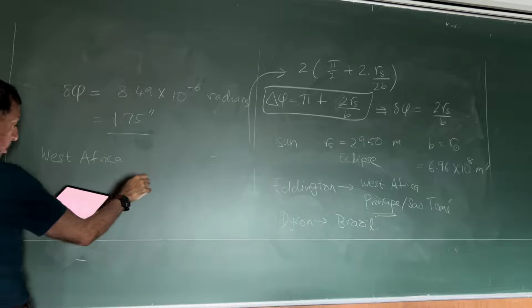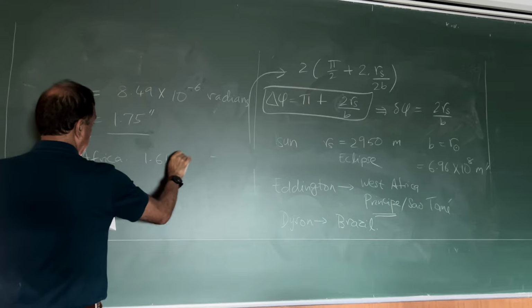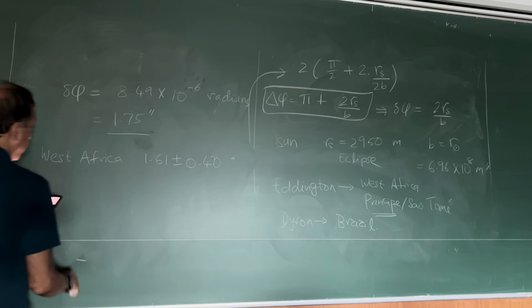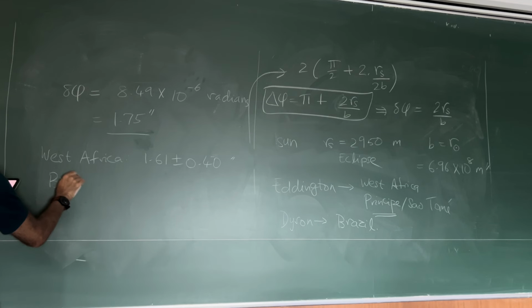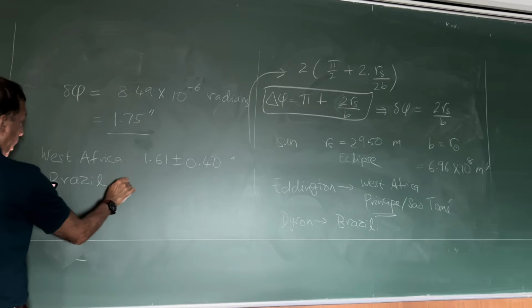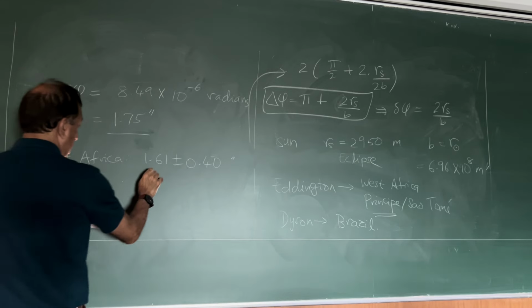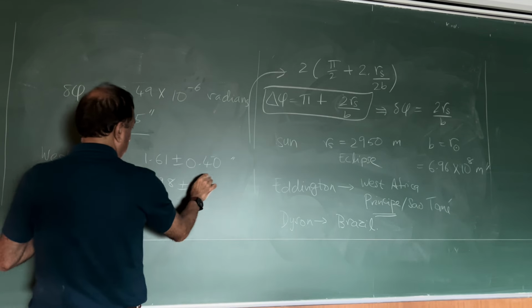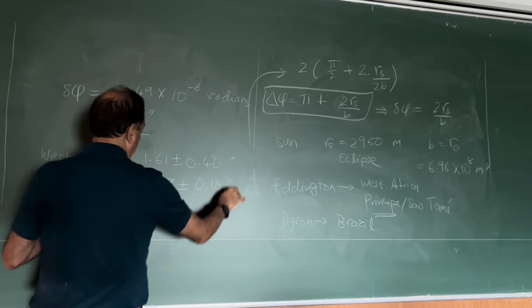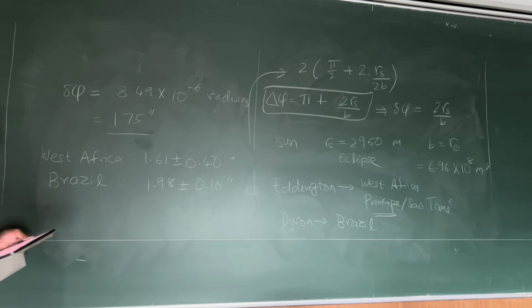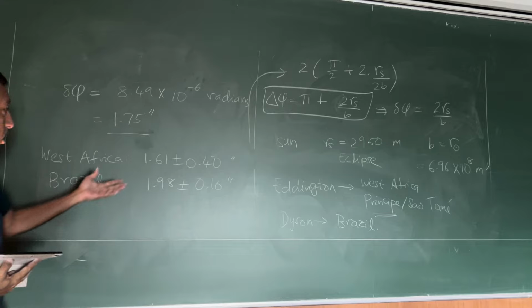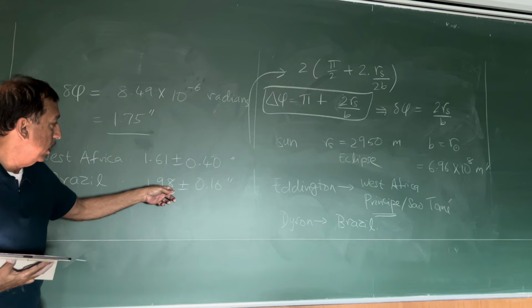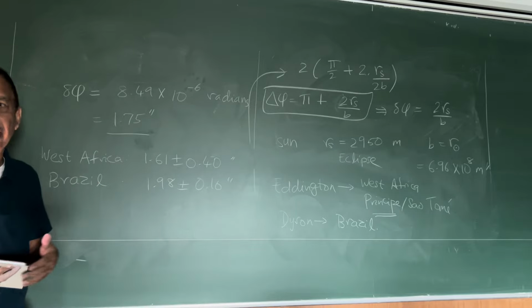So they had large errors, probably because of the clouds. So their answer was this. And the Brazil people had smaller errors, but they had a small telescope which might have introduced some systematic problems. So they got this. And it's true that even at its lowest, this comes to 1.82, which is a little higher than this.